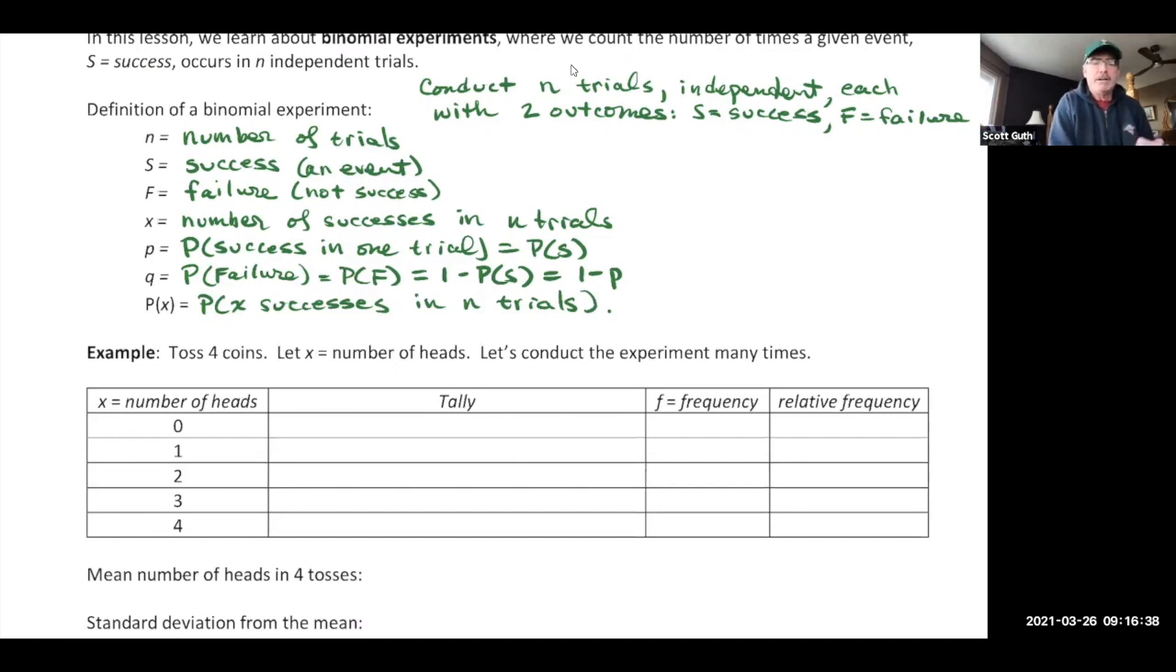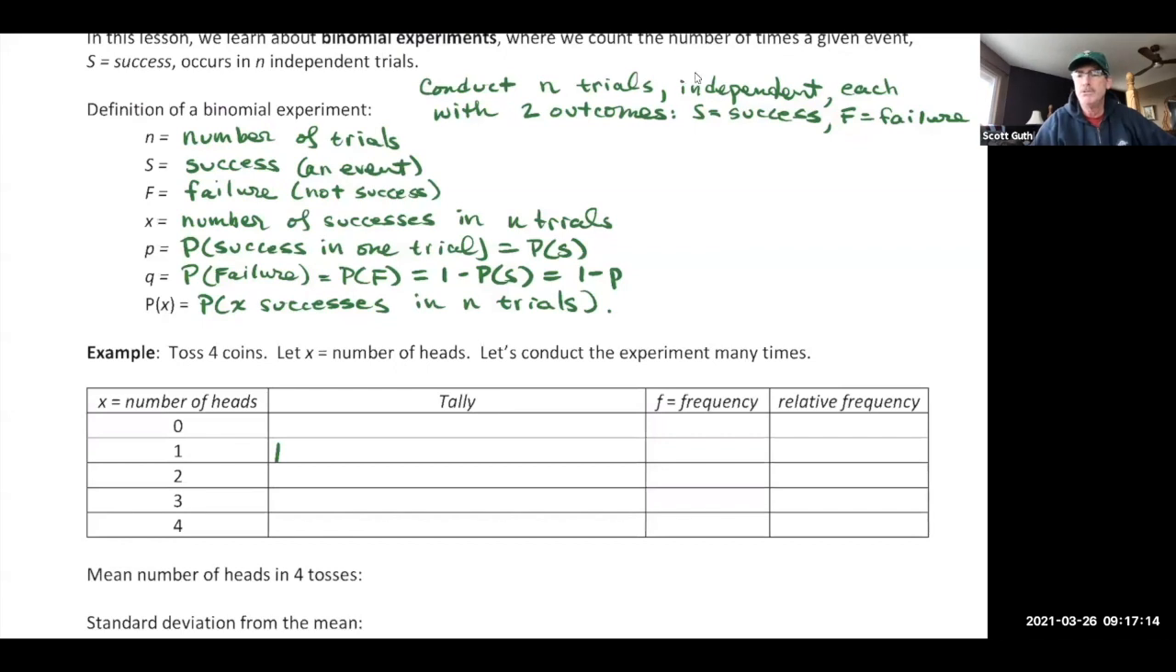So the variable is number of heads. Every trial is dropping 1 coin, and that has a success or a failure, heads or tails. So success is heads this time. Okay, so we want to go ahead and shake these coins, drop them. Okay, I got 1 heads. So for me, I'm going to put a tally mark for 1 heads. And then I just want to go through the list here.